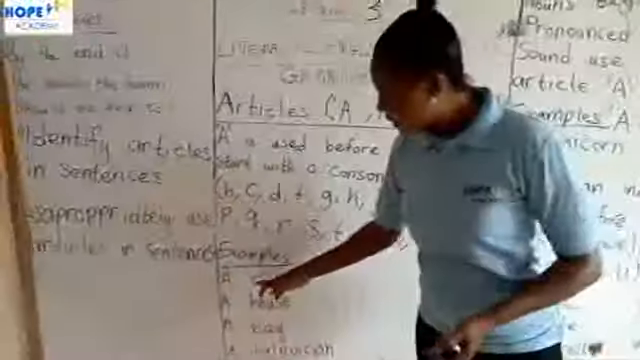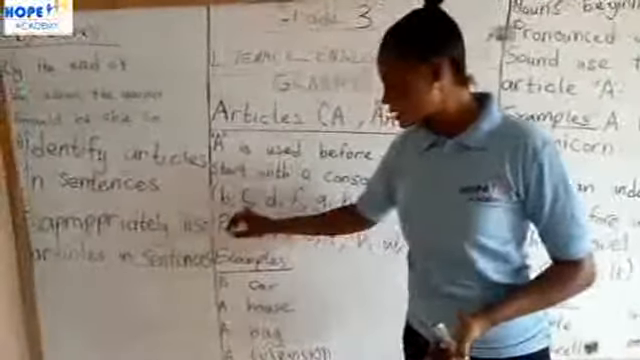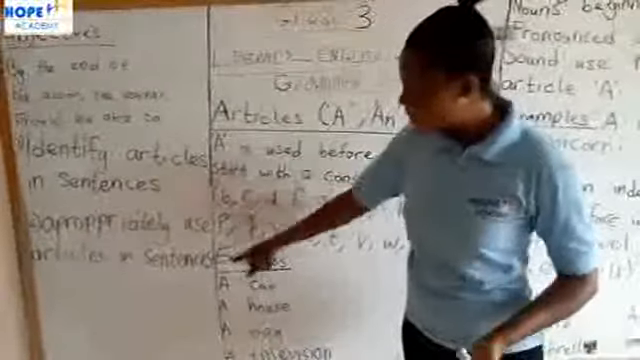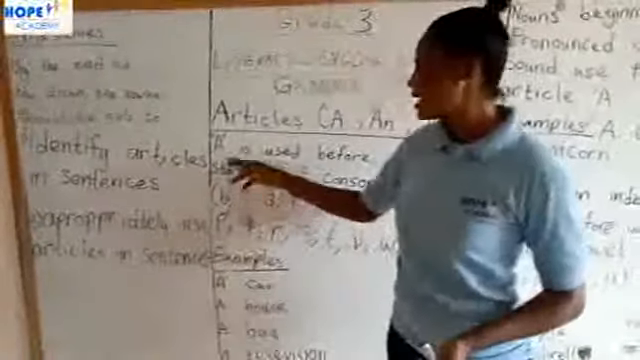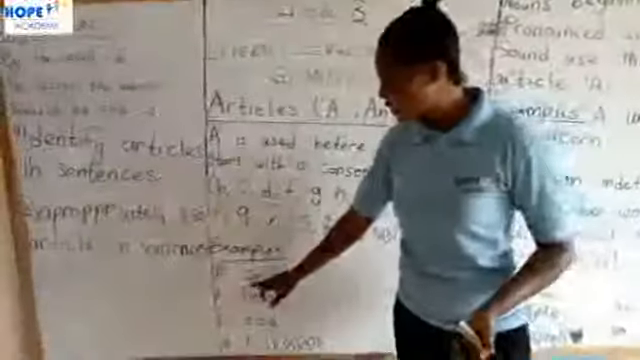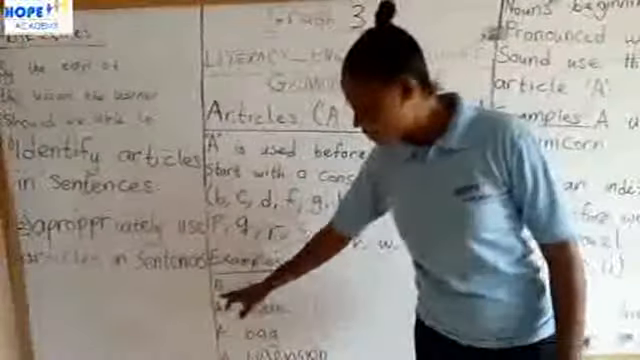Now we have car. The car starts with a consonant sound. So it goes with what? A. So a car. Because we said a is used before words that start with a consonant. So we use a. So a car.